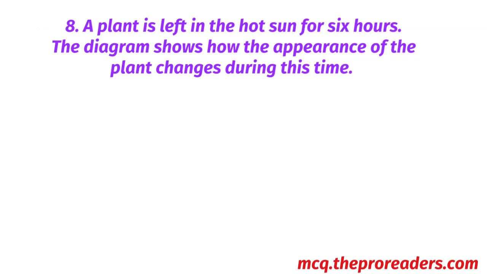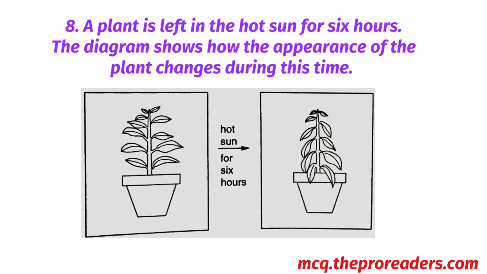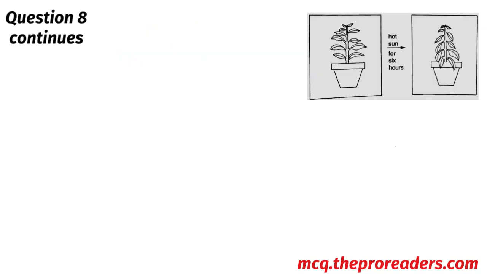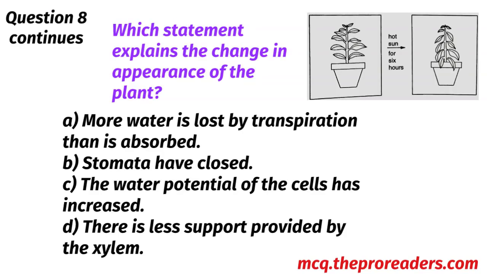A plant is left in the hot sun for 6 hours. The diagram shows how the appearance of the plant changes during this time. Question 8 continues. Which statement explains the change in appearance of the plant?